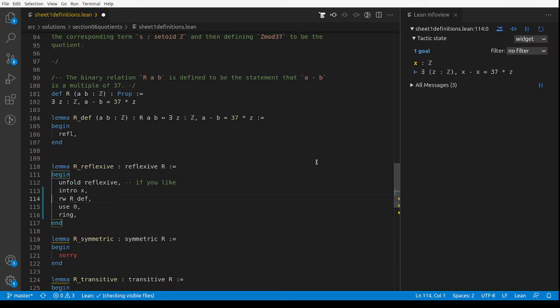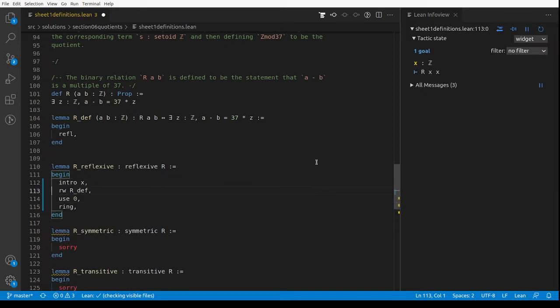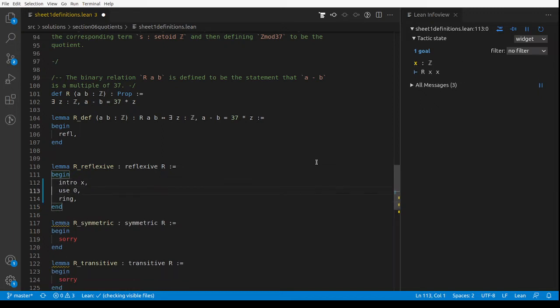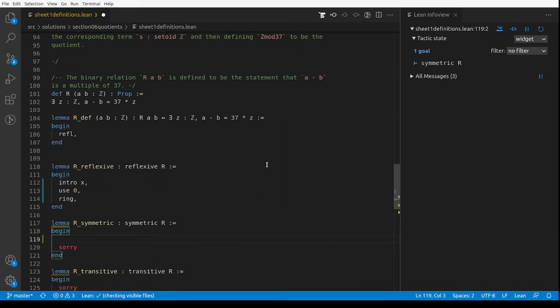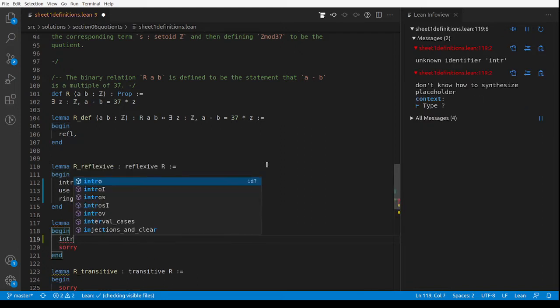And of course, we don't need the unfold, and we also don't need the rewrite, because that's definitional as well. So there's a complete proof that it's reflexive. Symmetry is a little bit harder. Let's just not worry about that, let's just go straight with intros.